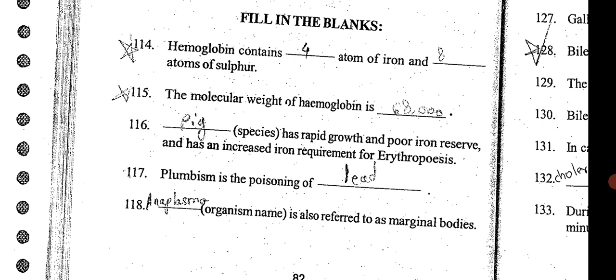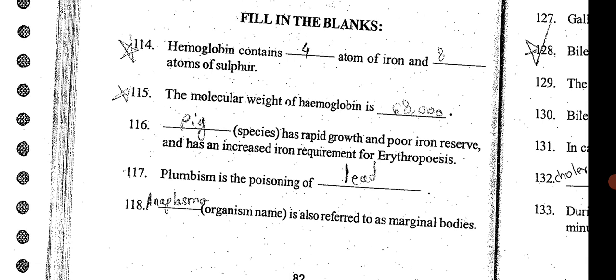And onion is a rich source of sulfur. So onion may have importance with the chemistry of red blood cell. The molecular weight of hemoglobin is 68,000. 68,000 is the molecular weight of hemoglobin. We can remember it with the fact that there are 8 atoms of sulfur. So the number 8 can be remembered from that fact.